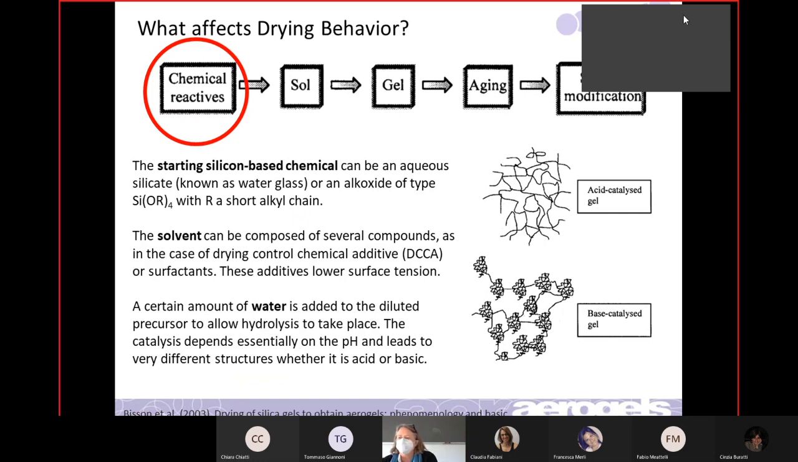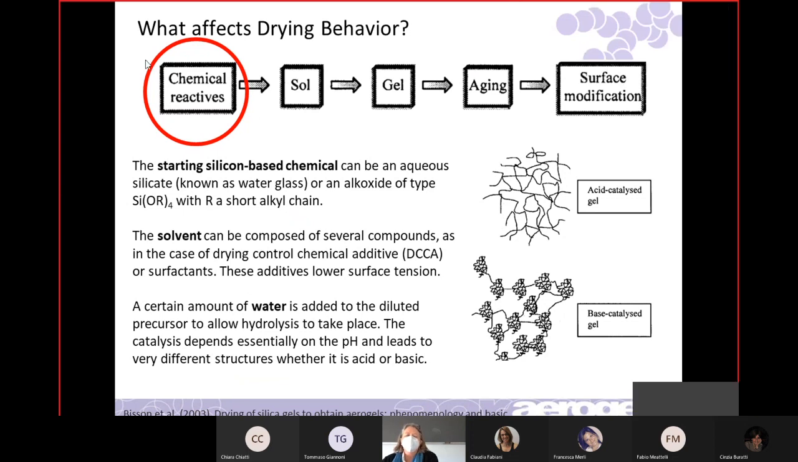You have these chemical reactions. This is where we're mixing the TEOS or the TMOS and the methanol and the water and the catalyst. And you form a sol, and then it gels. One of the steps in making an aerogel is aging, which is important because, and I'll talk about why, it allows the structure to get stronger. And then you can do surface modification.